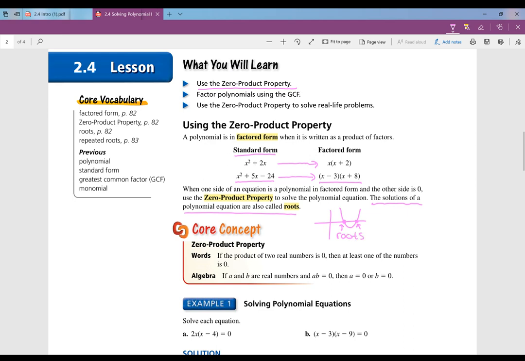Okay, so here's the zero product property again. We just wrote it on the front page. But if a and b are real numbers and a times b equals 0, then a equals 0 or b equals 0. Or both could equal 0, but generally only one of them will.